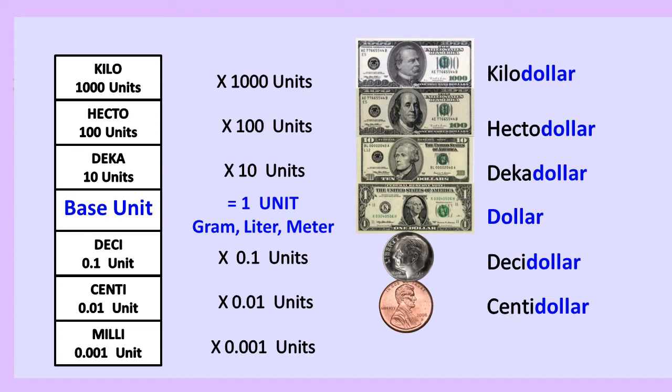And we would have a smaller coin, which doesn't exist. That 1,000 of these little suckers would equal a dollar. This coin would be called the millidollar.